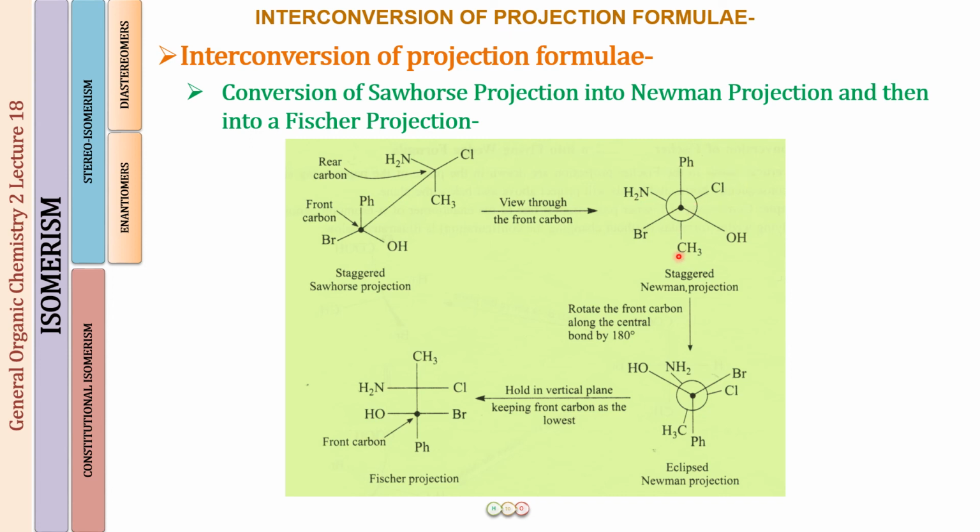Fine. Now once you have done that, well, you are going to hold down the molecule in the vertical cane, keeping the front carbon as the lowest. So which is my front carbon? This is my front carbon. So front carbon, we make it over here. The rear carbon, this is above it.